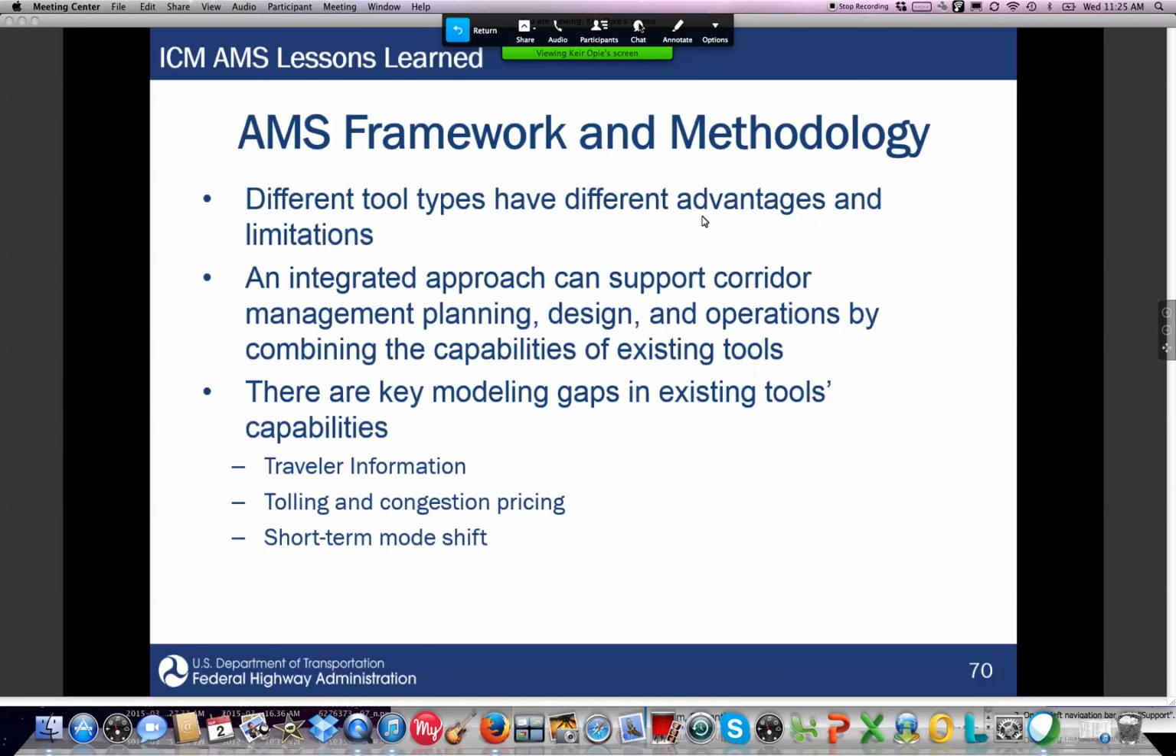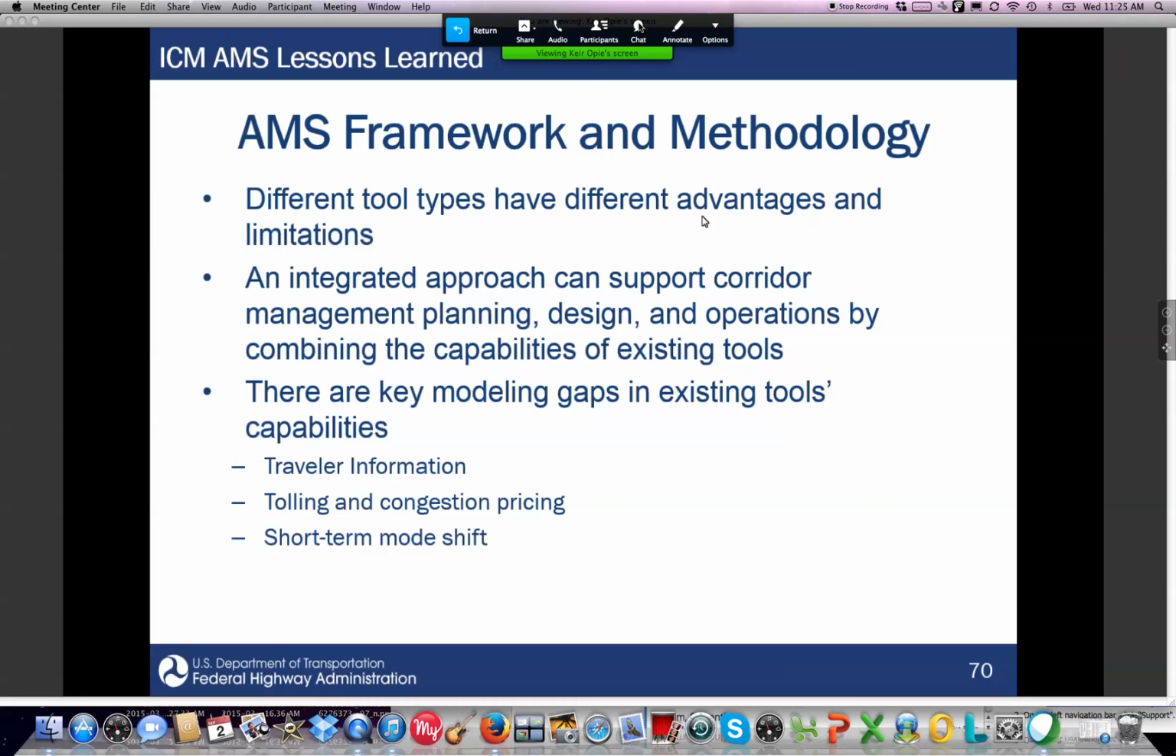Lessons learned from the AMS framework and methodology. Absolutely, the different tools have different capabilities and advantages and disadvantages of each. There is no silver bullet out there. There is no one modeling platform or component that generally will be used.